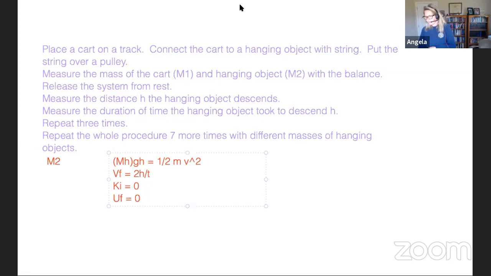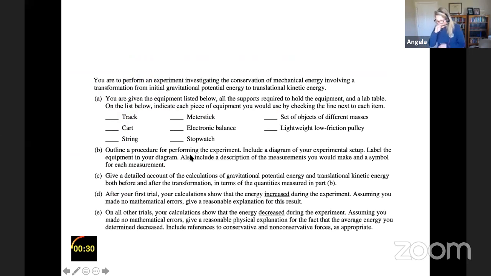Okay. Let me go back because we are running out of time. After your first trial, the calculations show that the energy increased. How'd that happen? Maybe your lab partner, just blame your lab partner. It's fine. Maybe they accidentally gave it a little push, right? They were distracted and they gave it a little push. On other trials, your calculations show the energy decreased. Okay, maybe, in my tracks, I use them sometimes with modeling clay for momentum, and sometimes the modeling clay gets into the track. So you could say, we noticed there was some modeling clay in there, and that exerted a dissipative force, and that took energy out of the system. Okay, you could say that.